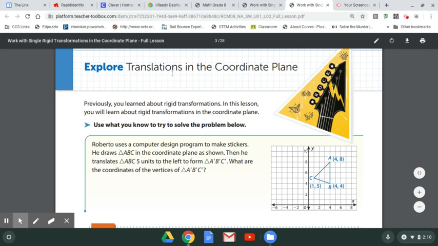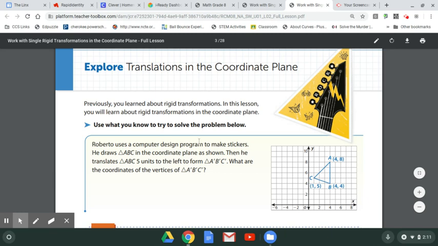So, translations in the coordinate plane. Hello, eighth grade. Translations are just a form of transformations. Remember we just did rotations? Well, here we're going to do translations. And that's when you move an object. Okay? So let's look at this problem here.